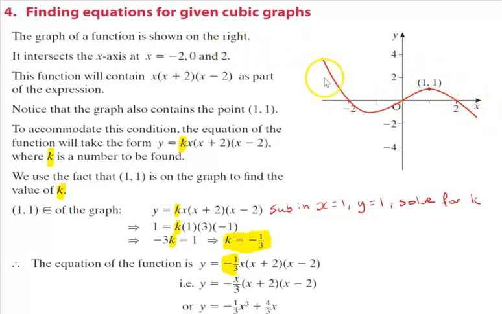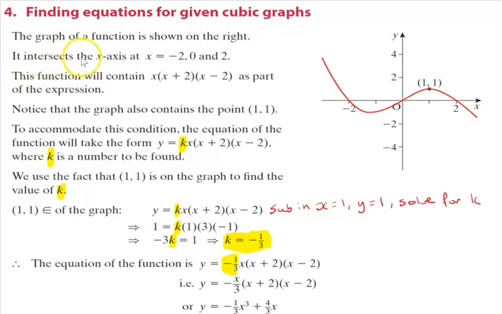So we know straight away just by looking at this that this is a cubic function because it's a sideways S shape, and it goes down, then it turns and goes up, and then it turns and goes down again. So it's a negative cubic graph. So it starts off with minus something x cubed.